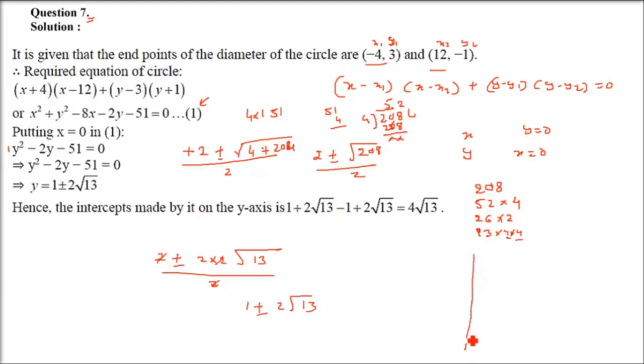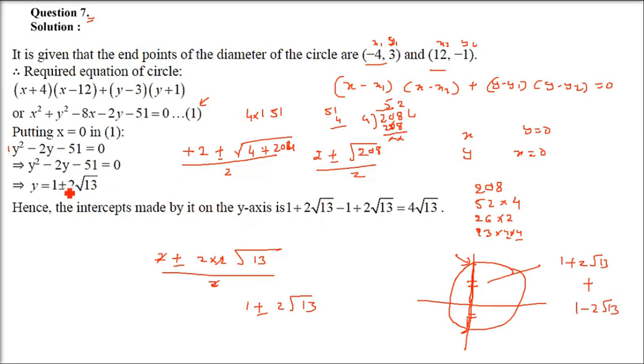Now we will be tempted to just add them. How? See this scenario. If we have a circle and it is cutting the y-axis or having a y-intercept, this length we have to find out. So this length is say 1 plus 2 root 13. The below value is 1 minus 2 root 13. So when you just add it, you will get the final value. So what do you get? This 2 root 13 cancels out, you only get 2. So that means we are doing something wrong. Something is there we have to understand.